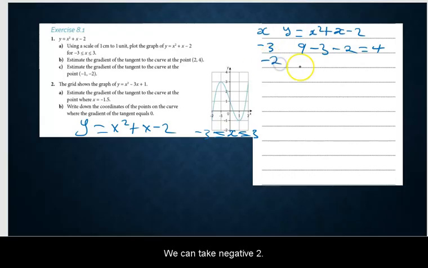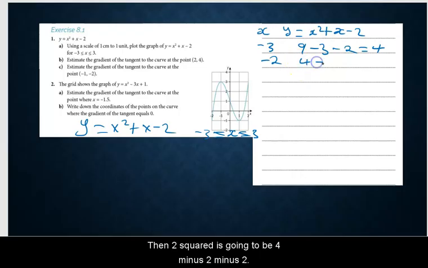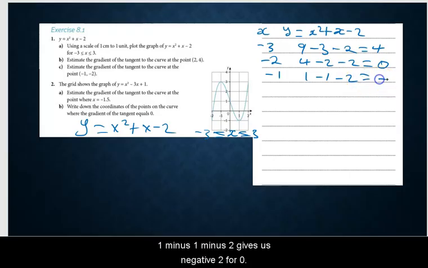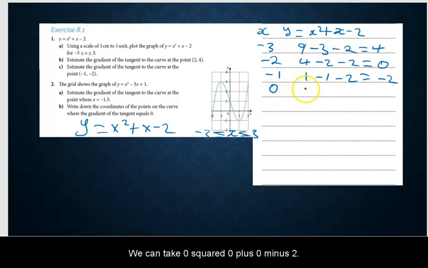We can take -2. Then 2 squared is going to be 4, minus 2, minus 2. So this will give you 0. We can take -1. -1 squared is simply 1, minus 1, minus 2. 1 minus 1 minus 2 gives us -2. For 0, we can take 0 squared is 0, plus 0 minus 2. So also we get -2.